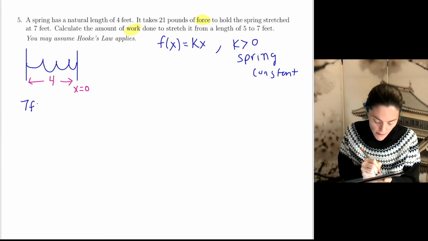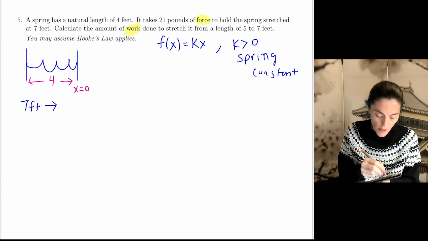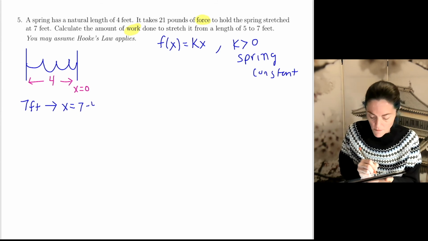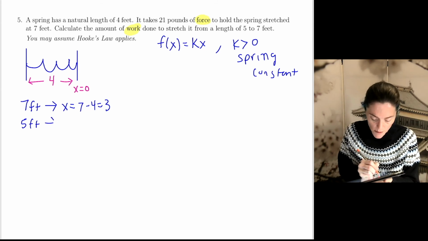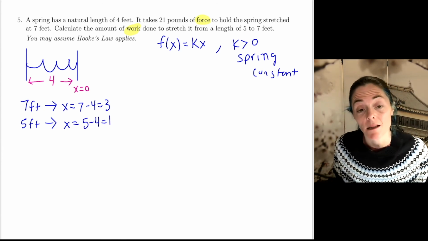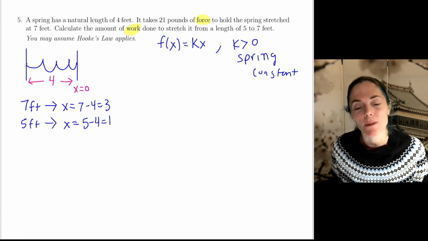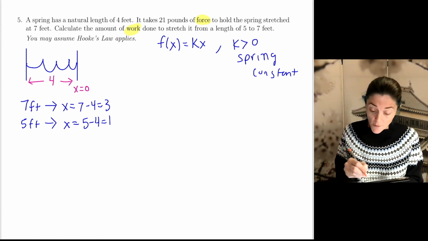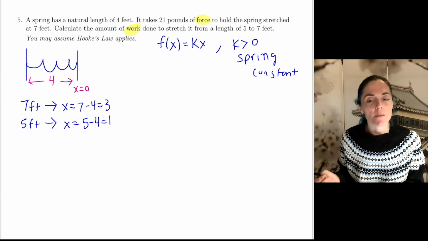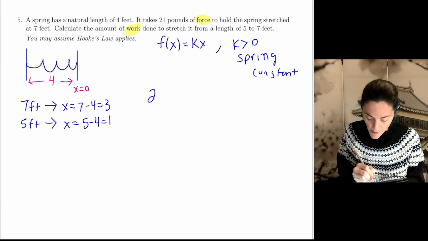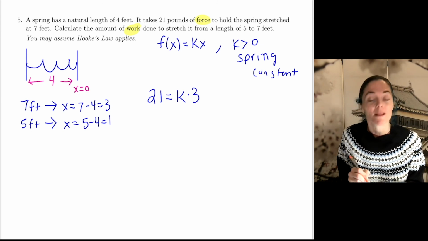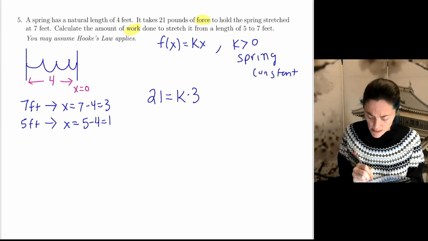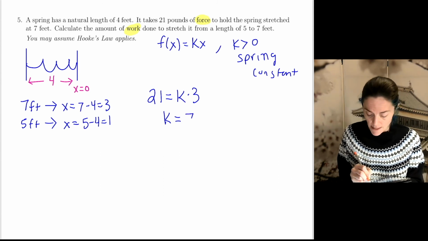Well, 7 feet would correspond to x equals 3. And then the other thing we see is 5 feet. This would correspond to x equals 1. Okay, this is in sort of units past equilibrium, feet, of course. Okay, now I have everything I need to do this problem. We are given 21 pounds of force is required to hold it stretched 3 feet past equilibrium. This is what we are told. And so this says my spring constant is 7.